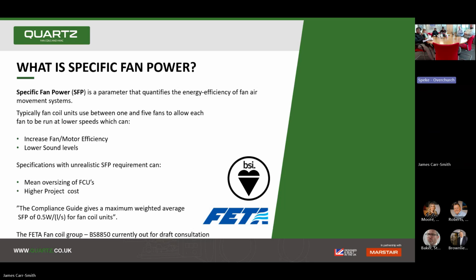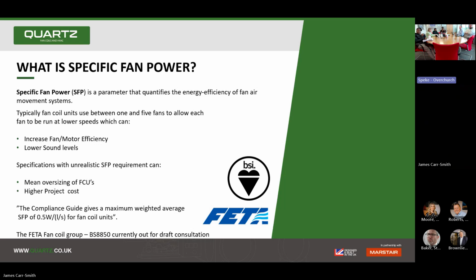One of the things I draw on, and I probably need to update this slide, is I was part of the BSI committee with the Feed to Fan Coil group. There's about 6 of us as manufacturers who have actually launched BS 8850, which came out in 2020. The reason for that was to create a level playing field and a standard that says how, as manufacturers, we should measure our specific fan, because it was the one thing that wasn't legislated. So from manufacturer to manufacturer, you can apply your own assumptions to what SFP was.